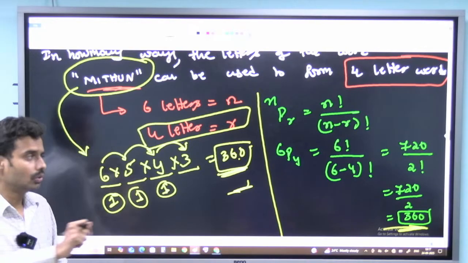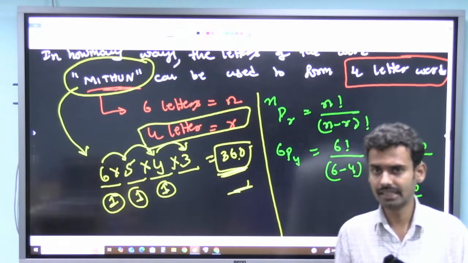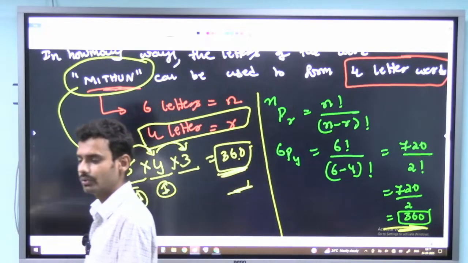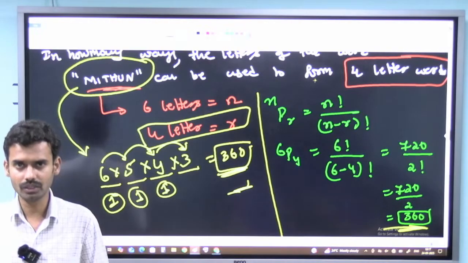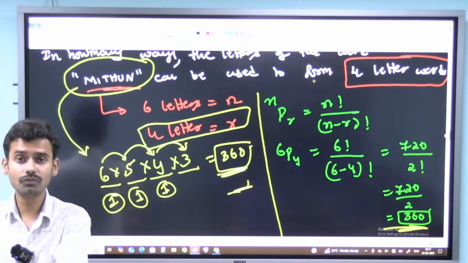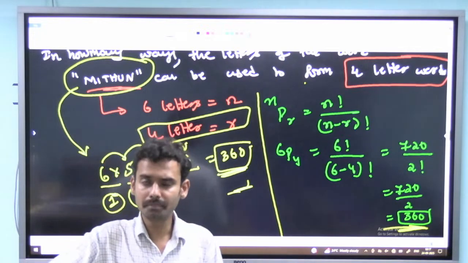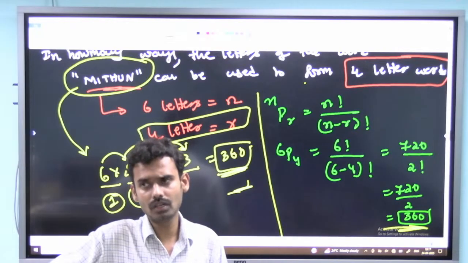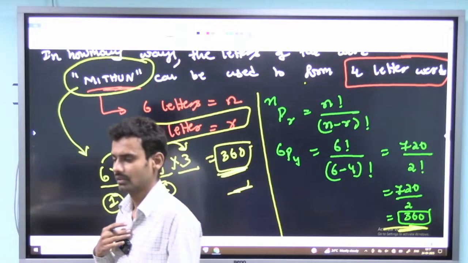Now, what to do in the case of words having repeated letters? That I will do in the next class. Hope this is clear to everyone. If any doubt, please post it in the chat box. We will be clearing your doubts. So this is all for this session. In the next session, I will give you some more important results of permutation and combination, and then I will do the problems where the letters are repeated.